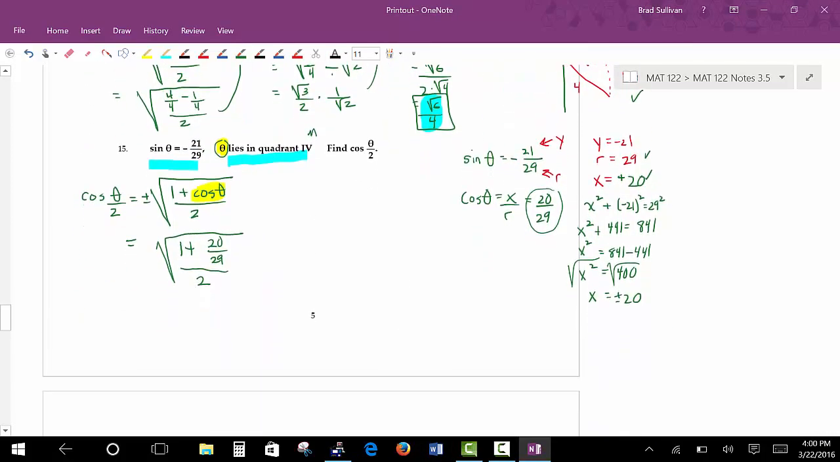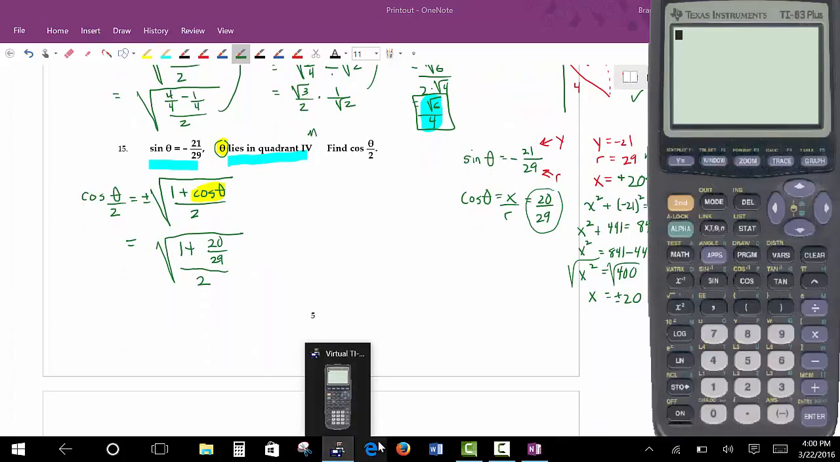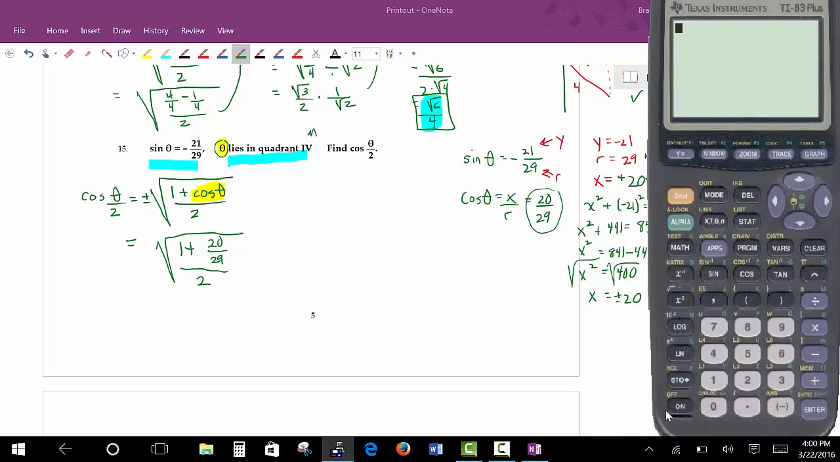Come on, just do what I tell you to do, computer. Stop this. Okay, so if I go inverse sine of negative 21 over 29, let's get that question mark out of there. Inverse, stop it.